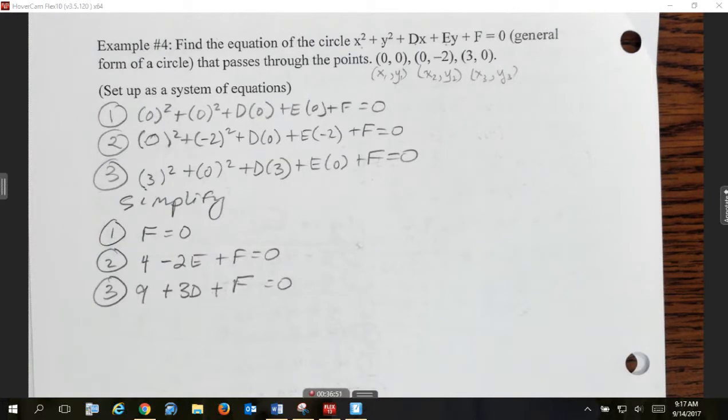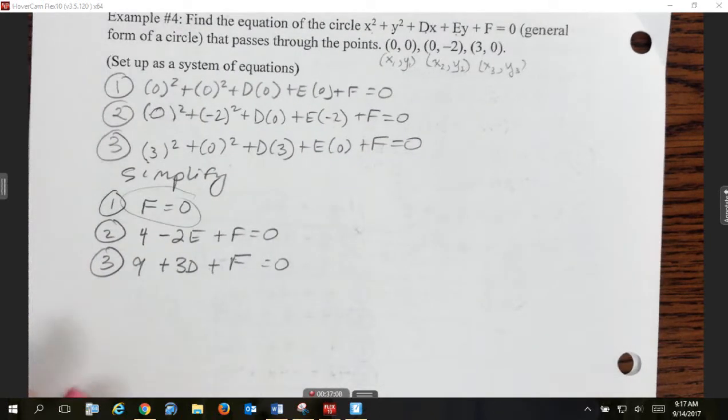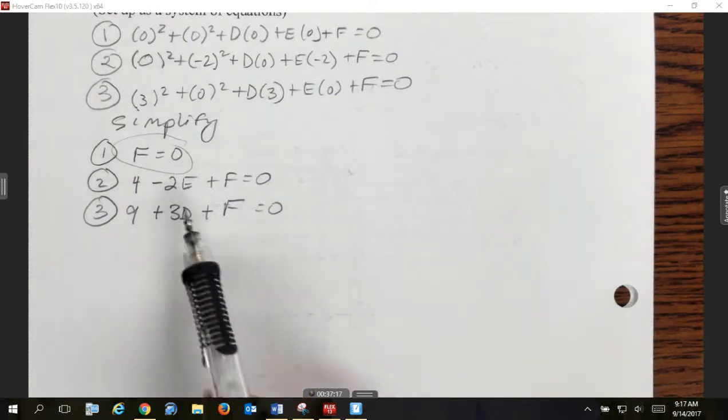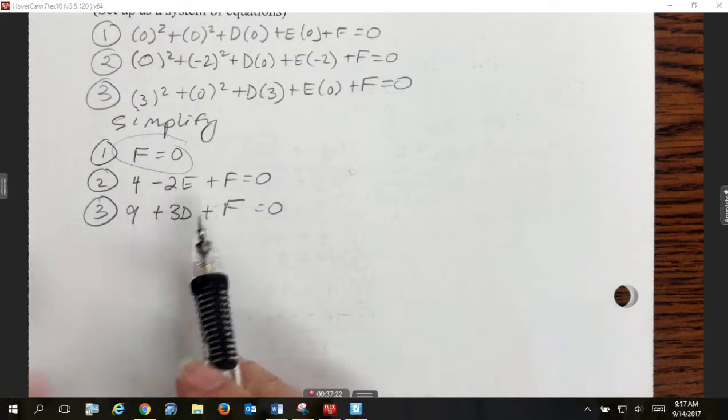So I just set up all my equations and then I simplified them so they're a little bit easier to work with. So I got f equals 0, I got 4 minus 2e plus f is 0, and 9 plus 3d plus f equals 0. And lucky for me, f equals 0, I already know f is 0. I already got that one. So I should use substitution. I should substitute f equals 0 into equation 2 and equation 3.